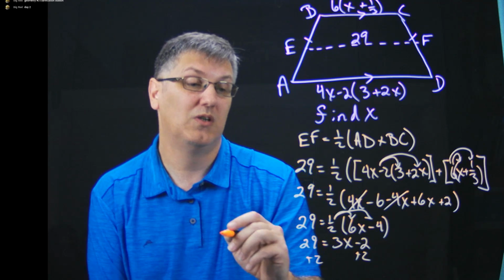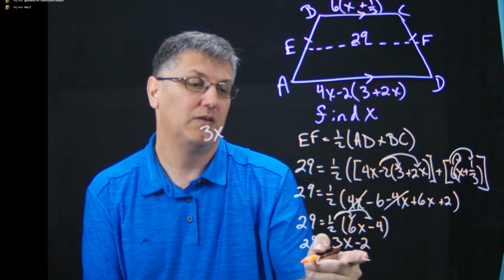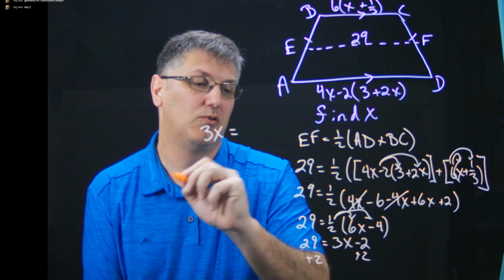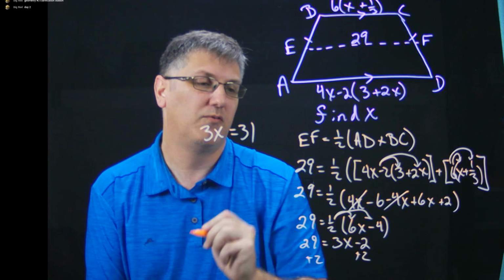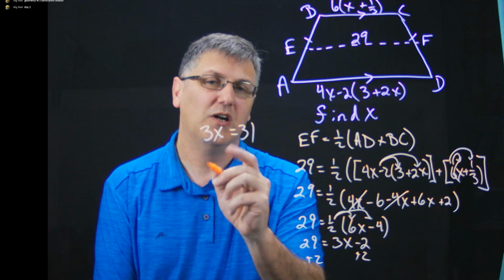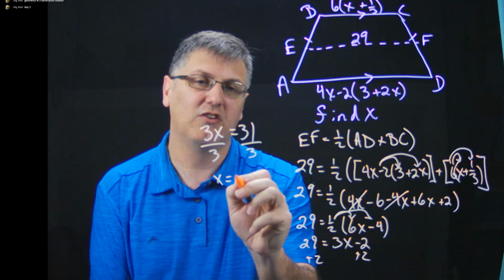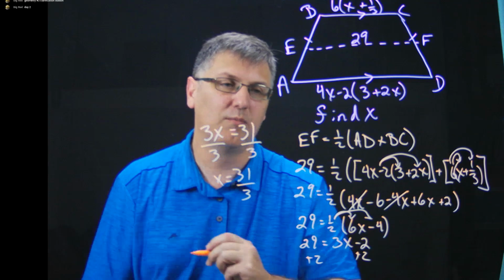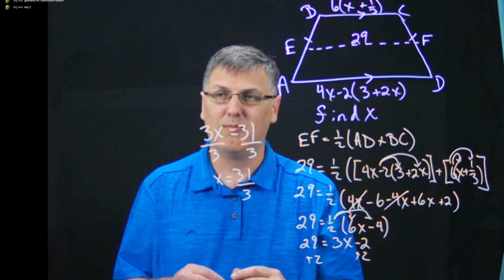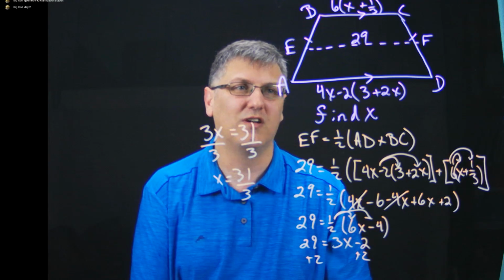We'll roll with it. And I have 3x equals 31. I feel like I did something wrong. I think this should have been an integer answer. And then I'm going to divide by 3 on both sides, which gives me x equals 31 over 3. Let me double check my work. Yeah, I think when I set this up, it was an integer answer, but I may have made a mistake.